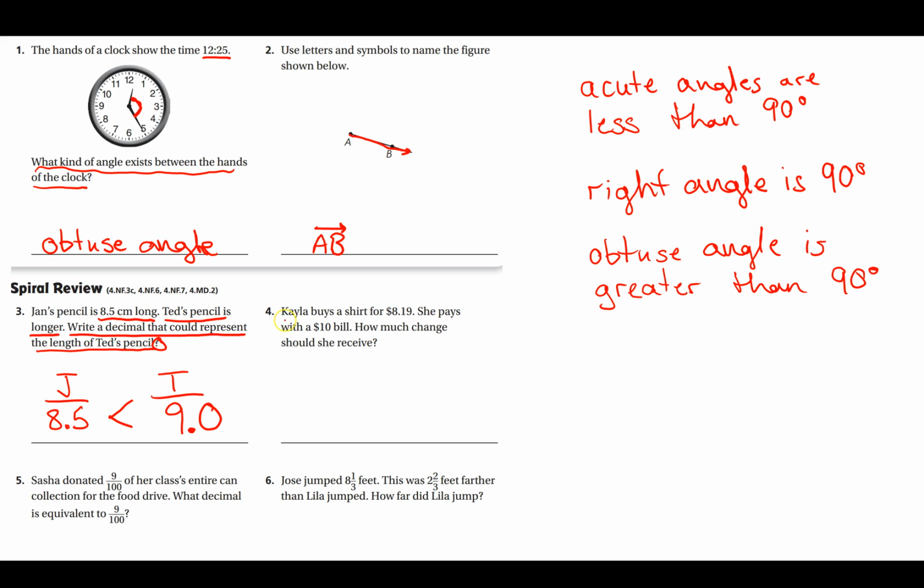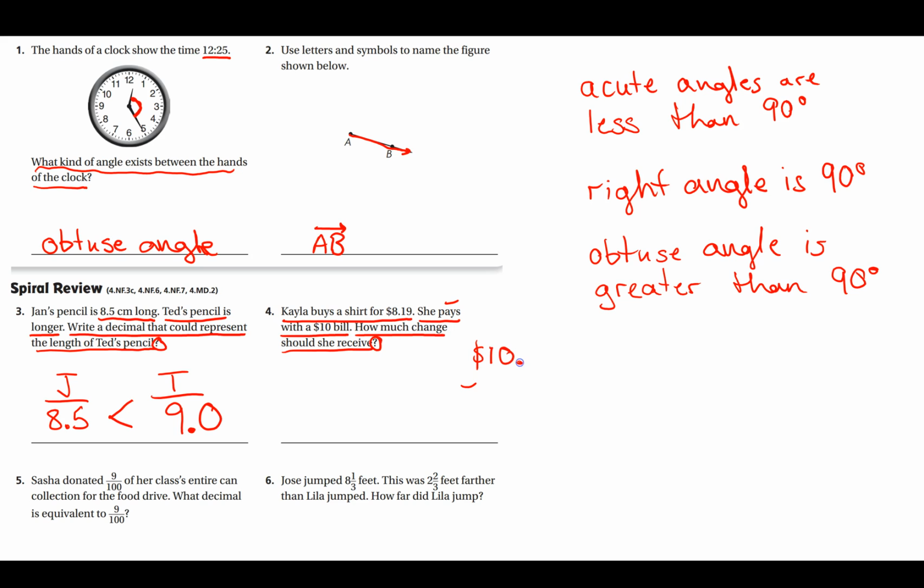Number 4, Kayla buys a shirt for $8.19. She pays with a $10 bill. How much change should she receive? So she has $10 to start with. She spends, if she's spending it, or paying it, we're going to be subtracting it. And again, I want to line this up. I have a 1 in the tens place, 0 in the ones place.